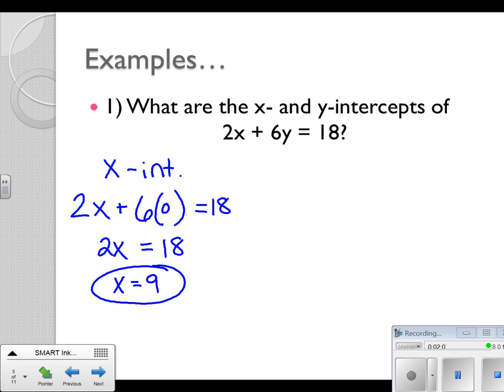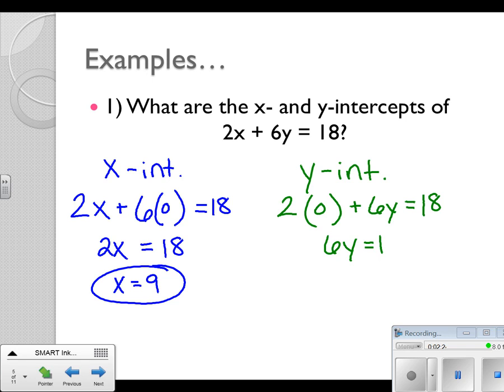That x equals 9. To find the y-intercept, you just do the opposite, where you take the standard form, but this time you're going to put 0 in for x and solve for y. So on the vertical number line, go up 3, put a point, and that would be the y-intercept.